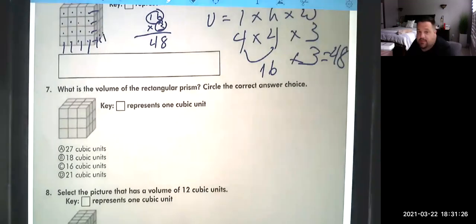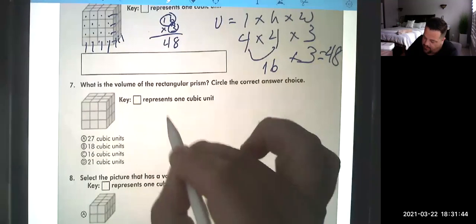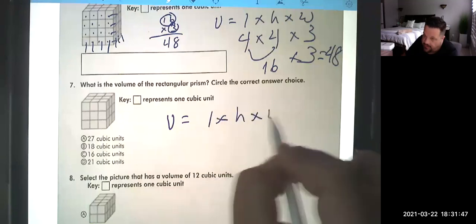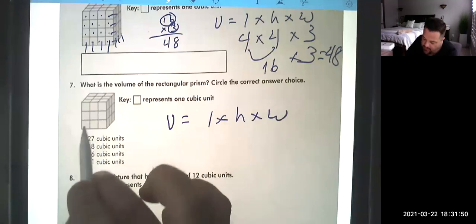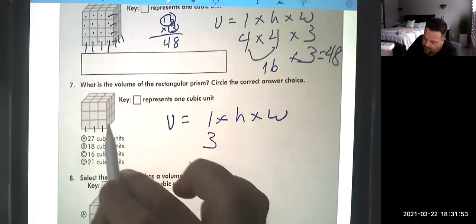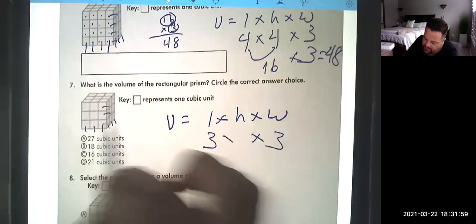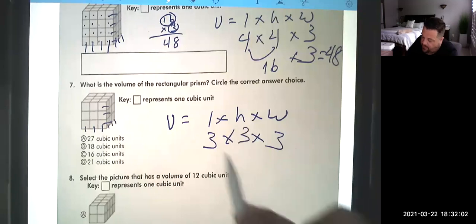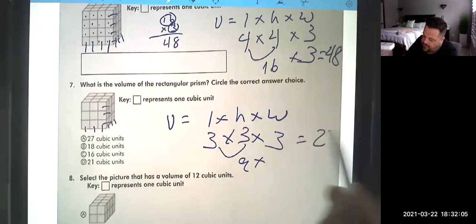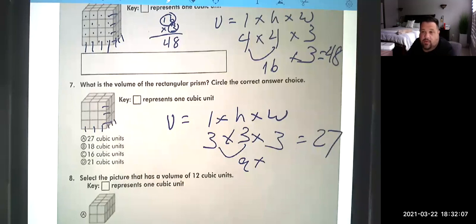All right, take a second and do number 7. So number 7 is just like number 6. I'm trying to see if they're trying to trick us somehow. Hold on. No. Oh, yeah. Volume equals length times height times width. The length is 1, 2, 3. The width is 1, 2, 3. And the height is 1, 2, 3. 3 times 3 is 9, times this 3 equals 27, which would give you A.